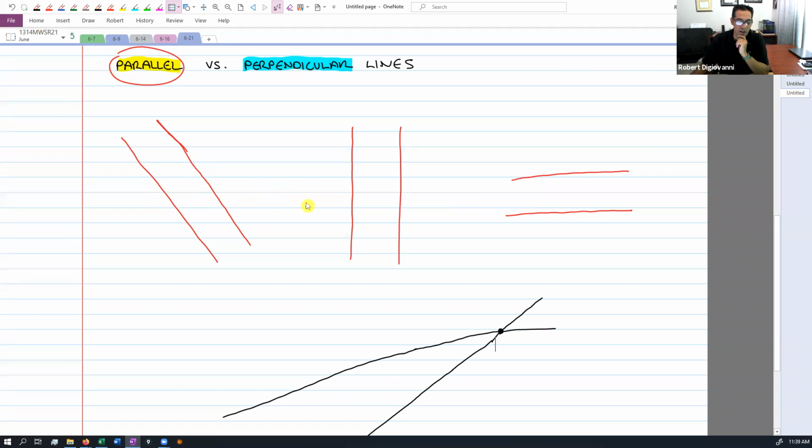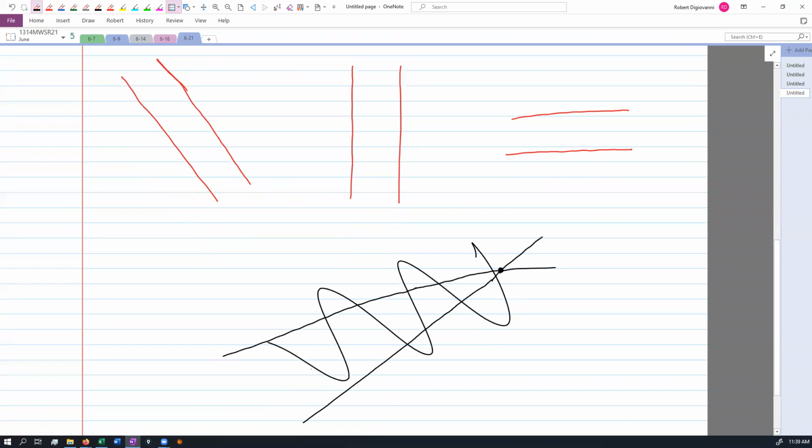What do all parallel lines have to have in common? They would have to have the same slope. Same slope, right? In order for them to be parallel, they have to have the exact same slope.